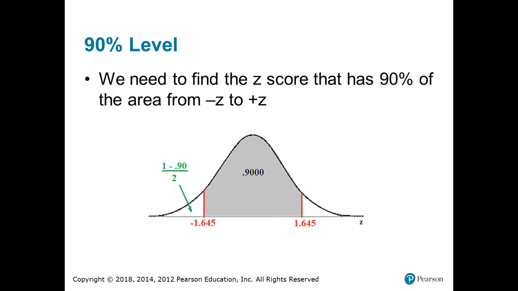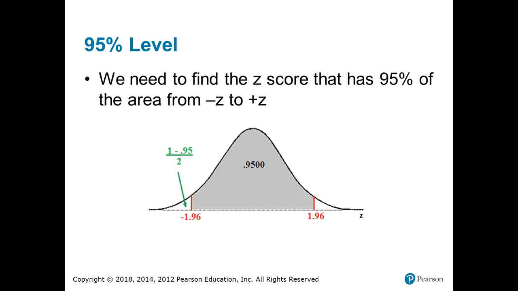Now, same thing for a 90% level. What would that correspond to? Well, 1 minus 0.9 divided by 2 is 0.05. We use a z-score, and we find that it's negative 1.645 and positive 1.645. I encourage you to use table A2 just to verify, okay, I know where those numbers came from. I know how to use this chart.